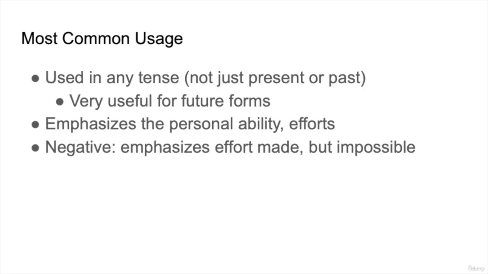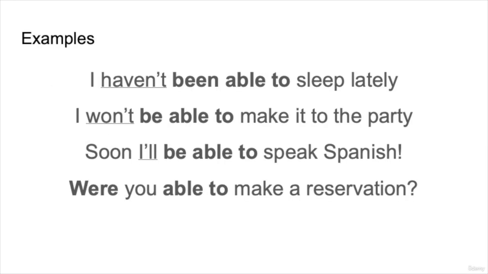This emphasizes the personal ability and efforts of someone. So something happens because of your own strength. And in the negative, won't be able to, it emphasizes an effort made, but it proved to be impossible. Here are 4 examples of be able to in the positive and negative.